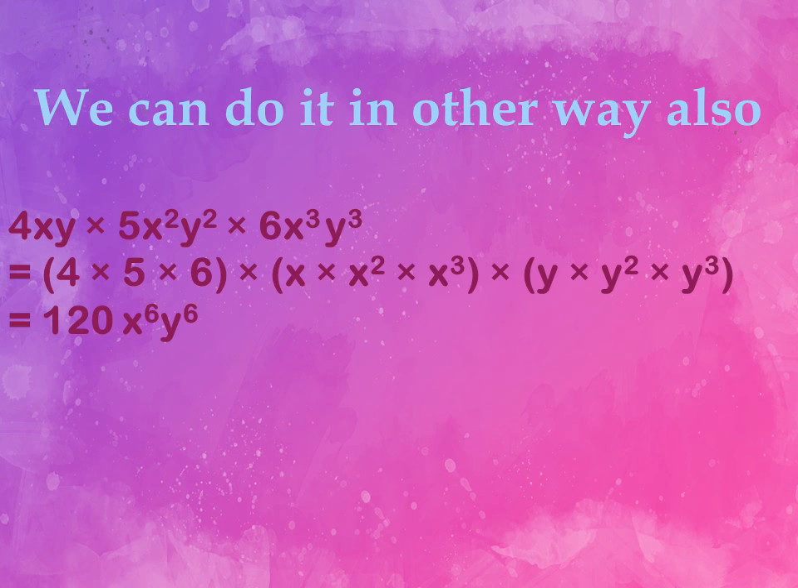We can do it in other way also. These are the three monomials, that is 4xy into 5x square y square into 6x cube y cube. So here we can take all three coefficients together, that is 4 into 5 into 6, and then the variable factors, that is x into x square into x cube, and then y into y square into y cube. So here the product of 4, 5 and 6 is 120, and then x raised to power 6, y raised to power 6.